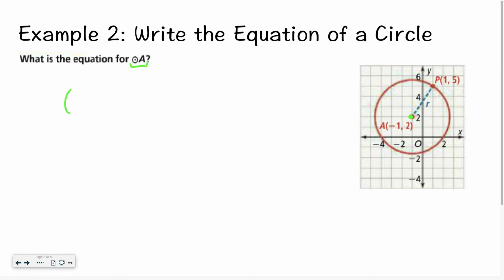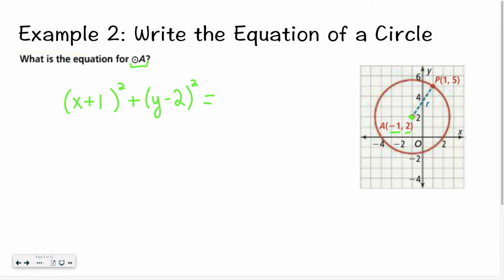So I know I have x minus something squared plus y minus something squared equals my radius squared. So let's figure out where my center is. My center is at -1, 2. So I have x minus -1. That becomes x plus 1. And then I have y minus 2. So I'm done with that side of the equation. Now I just have to figure out the radius.